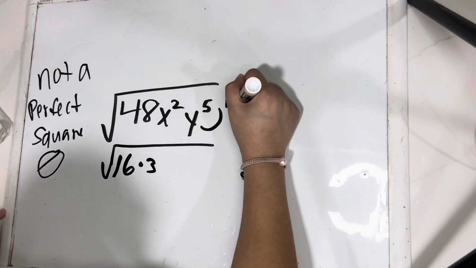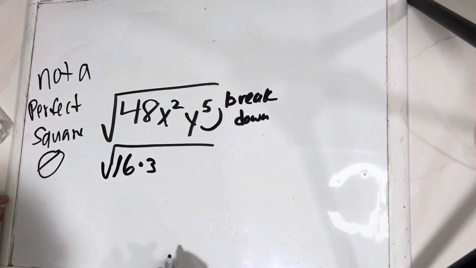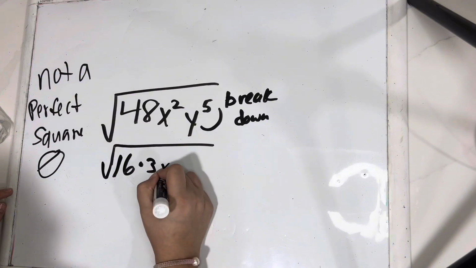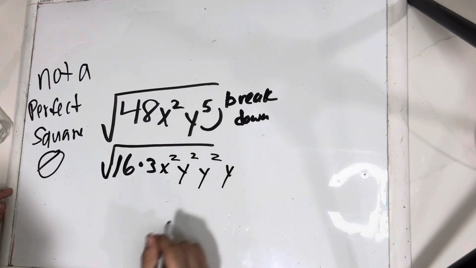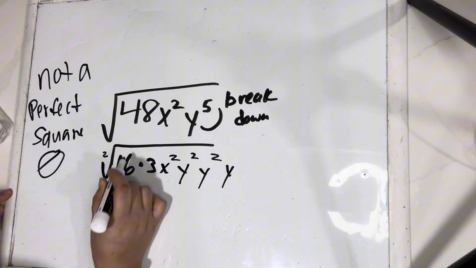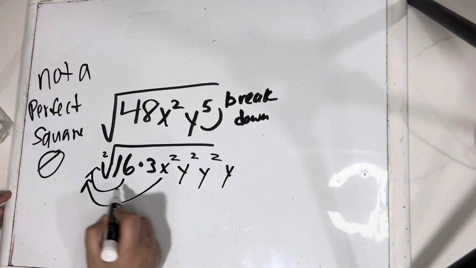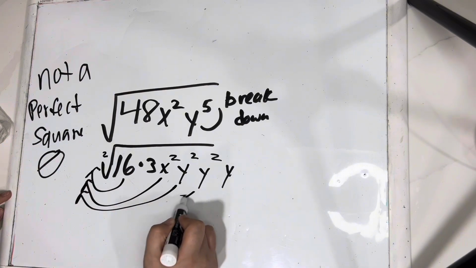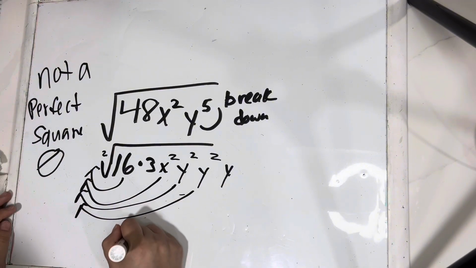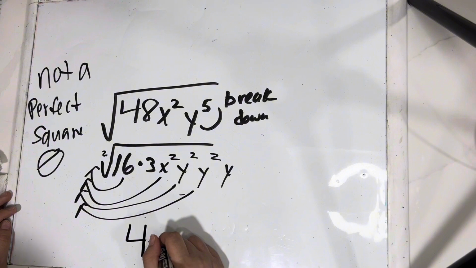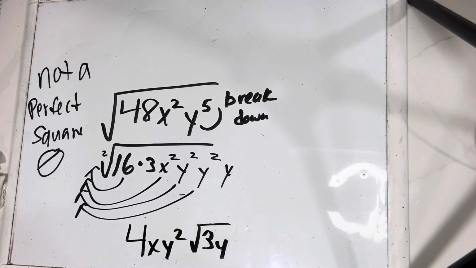Leaving that aside, now we have to break down our y to the 5th power. Our new expression is the square root of 16 times 3, x squared, y squared, y squared, y. Assuming our index is 2, now we must bring out the 16, the x squared, the y squared, and the other y squared. After simplifying them, we are left with 4x y squared square root 3y, and that's your final answer.